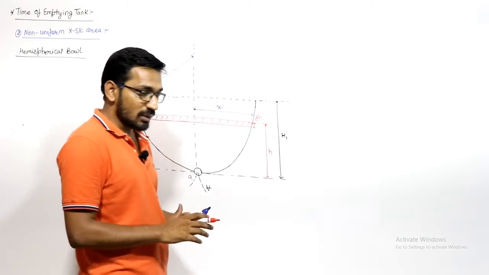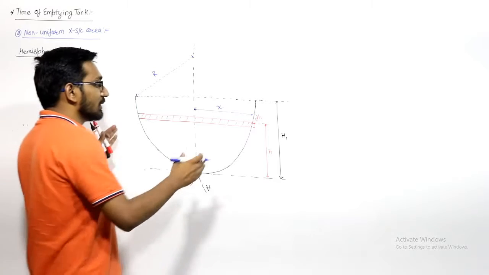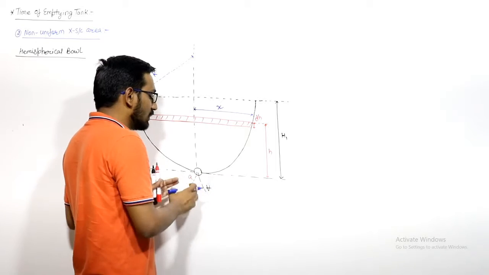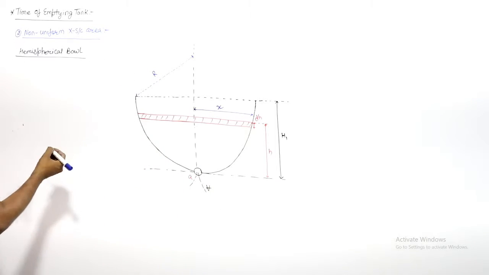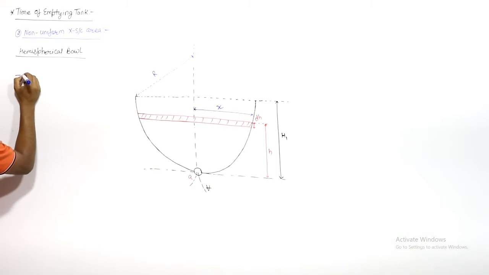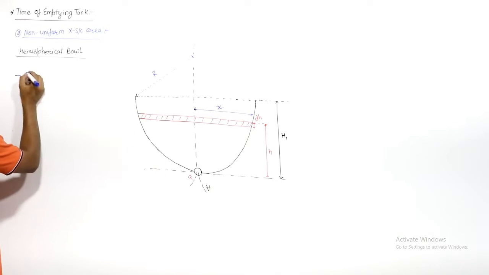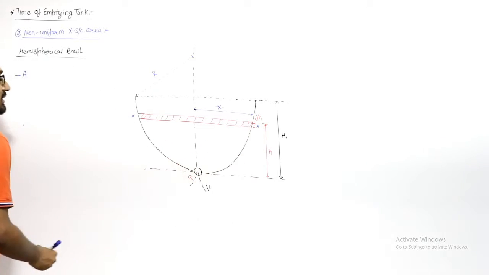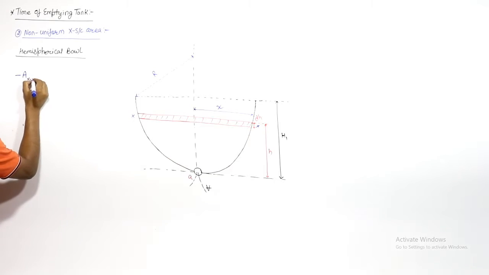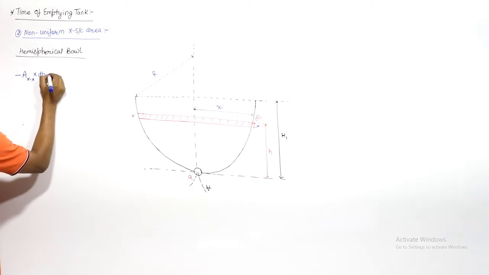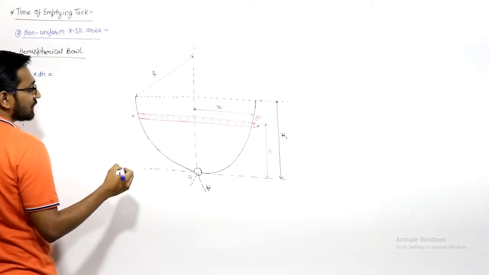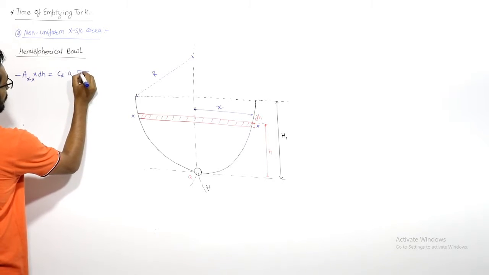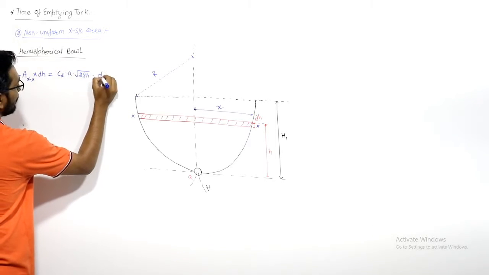If I apply the continuity equation in this case, the volume of liquid decreased in the tank is equal to the volume flow rate from this orifice. The volume decreased is with a minus sign because height is decreasing with time. So minus of the area of this strip xx into dh will be equal to the volume flow rate, which is area into velocity: Cd into area small a into velocity under root 2gh into time dt.